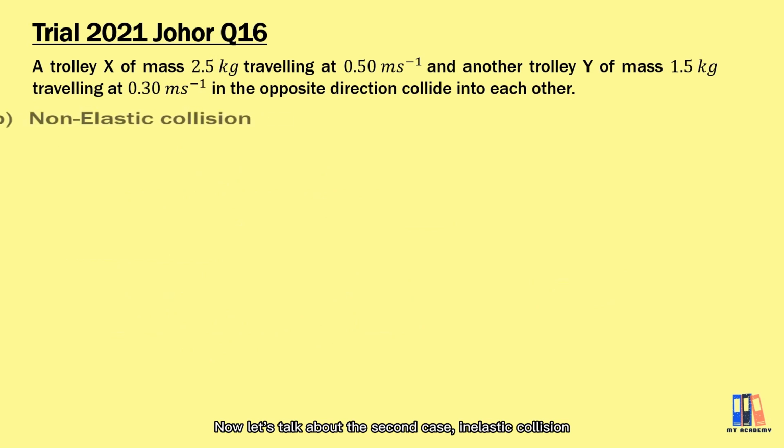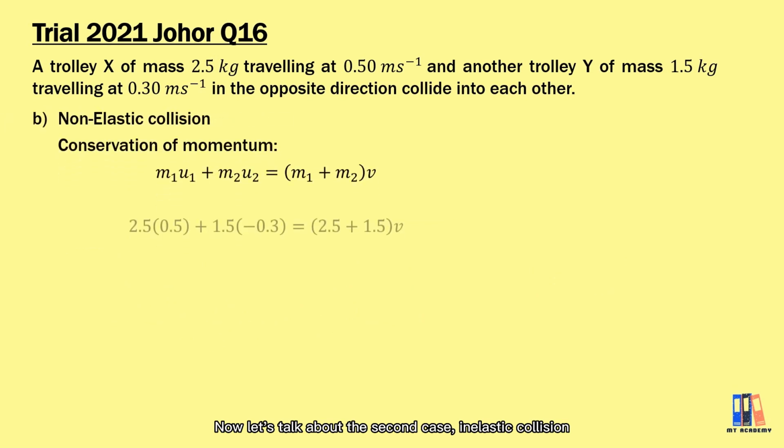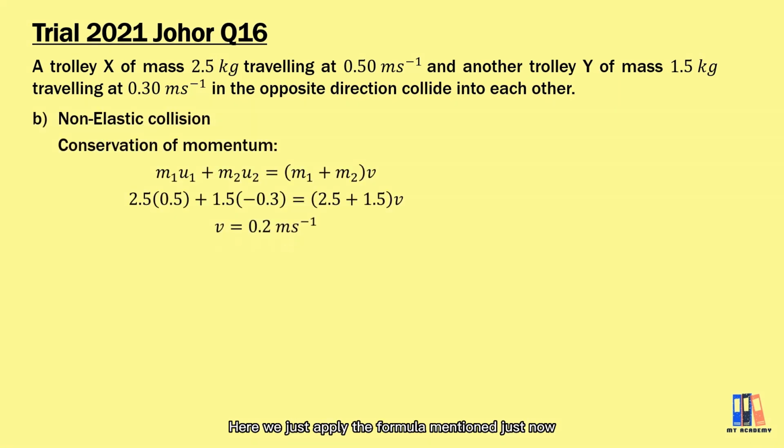Now, let's talk about the second case, inelastic collision. Here, we just apply the formula mentioned just now, and we can directly obtain that the final velocity of both objects is 0.2 meter per second.